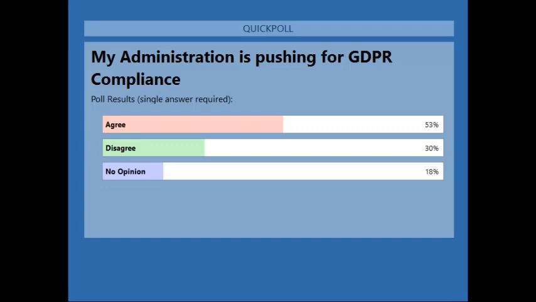And we are done with the polling. We have the results on the screen. Okay, we have 53% who agree that administration is pushing for GDPR compliance. That's a good sign, in fact. And 20% disagree or have no opinion. It's good to see 53% because that indicates that the administration is really concerned about the GDPR, and it is a top-down approach. Now, can we go to the next slide?